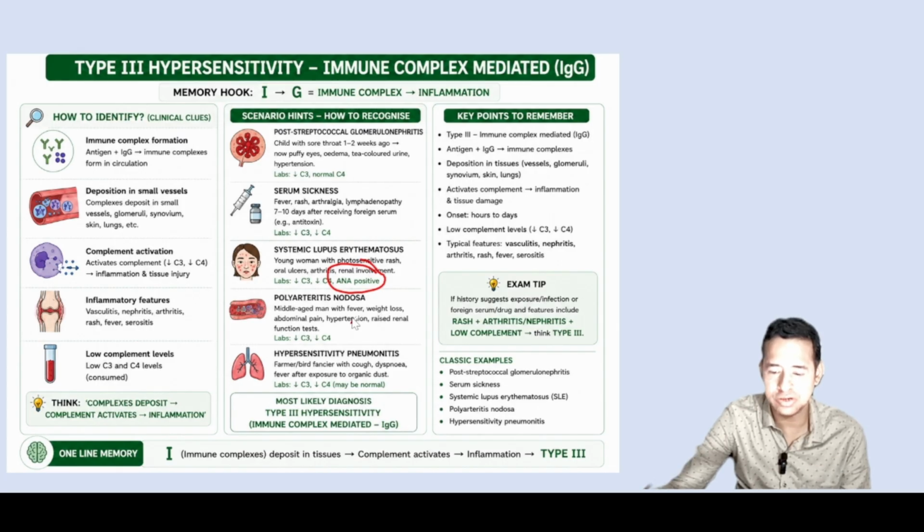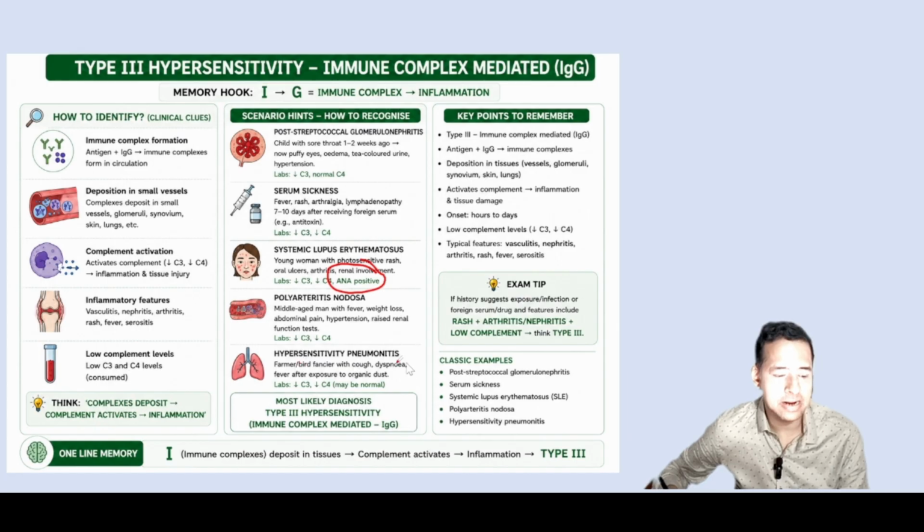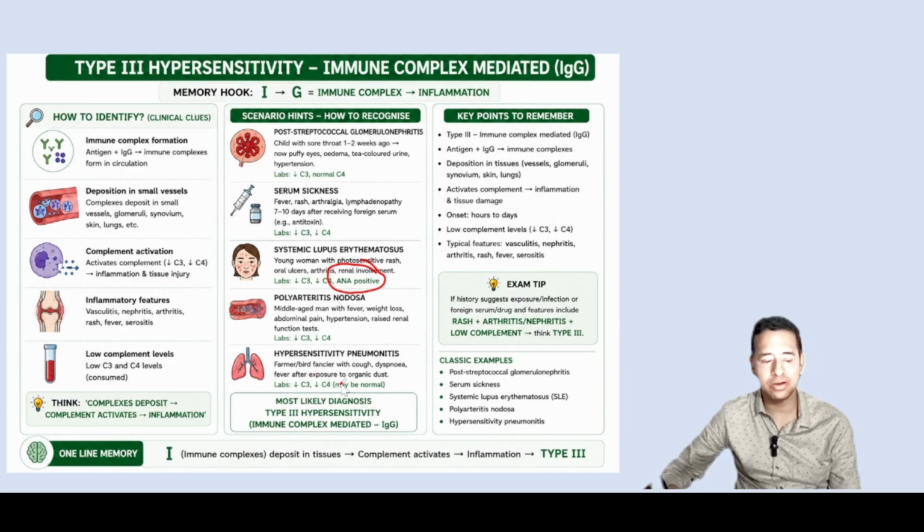C3, C4 are actually consumed in type 3 hypersensitivity reaction. So typically C3 is decreased rather than increased. Everyone should know complement cascade 3 and complement cascade 4, and not be confused. And hypersensitivity pneumonitis: farmers or bird fanciers with cough, dyspnea, and fever after exposure to organic dust. It may lead to decreased C3, and C4 may be normal. Complement cascade 3 and complement cascade 4.